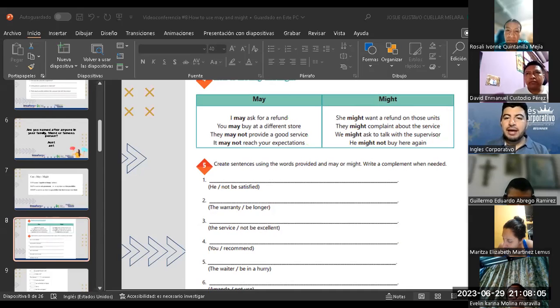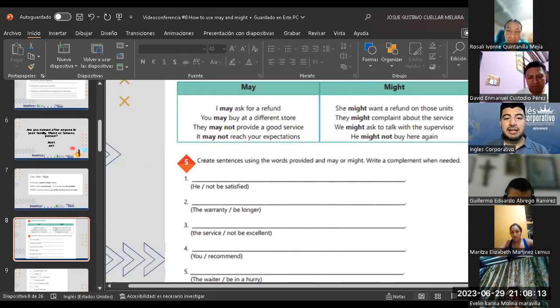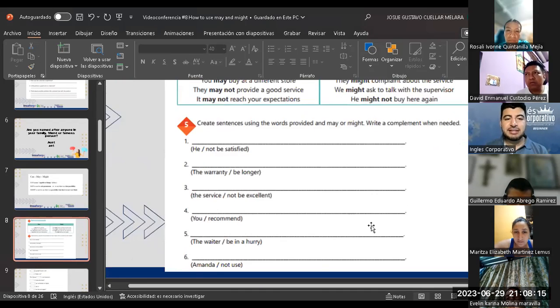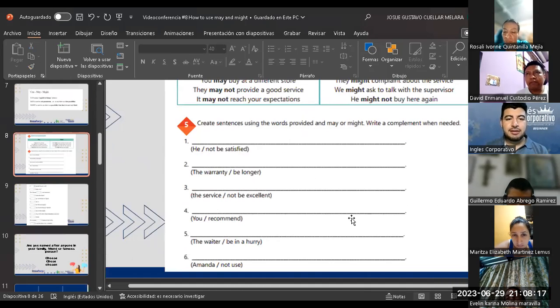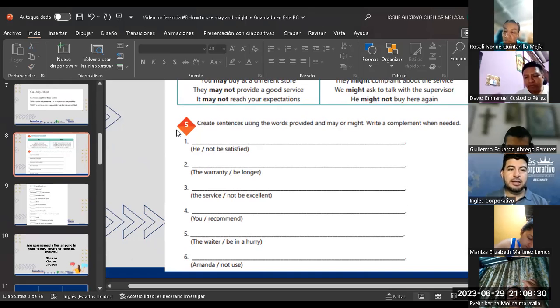Okay, here we have some sentences. We have to complete this. The exercise is this. Create sentences using the words provided with may or might. Write a complement when needed. Podemos escribir un complemento si es necesario. Si no, pues, take a look and we're going to complete them in a moment. Ya lo vamos a completar en un momento. Take a look.